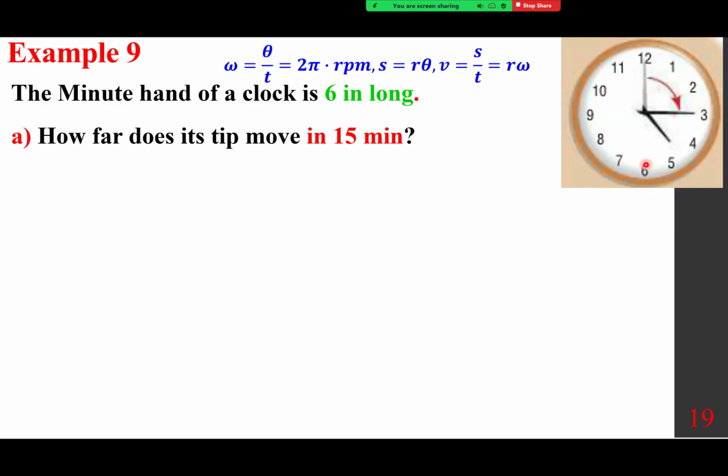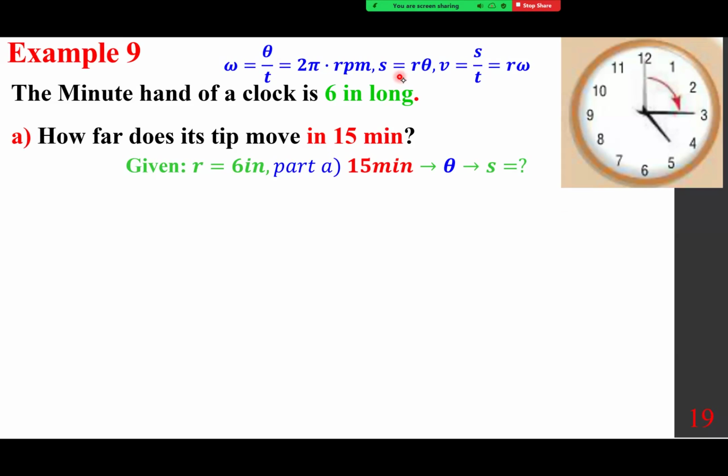And in part A, we talk about 15 minutes. We need to find theta and therefore S. So R is 6 inches. In part A, 15 minutes will correspond to some angle we're going to find in a moment. And then S. Because how far does its tip move? That means, how much does it cover as far as arc length? S equals R theta. That's the bottom line. S equals R theta. We are interested in that.